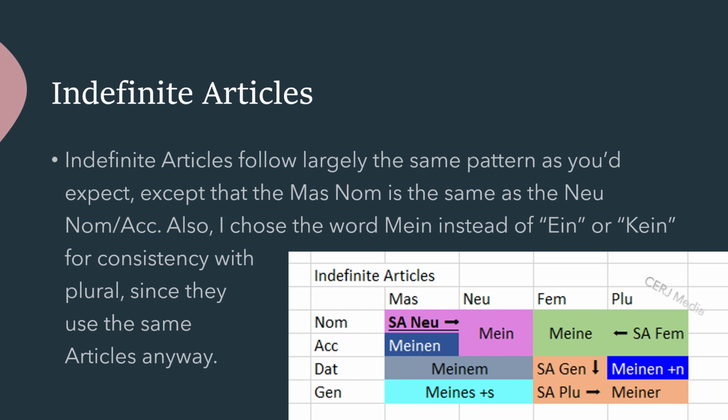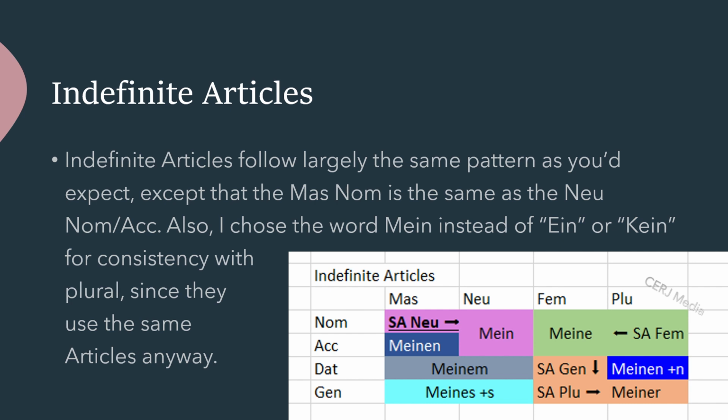Now, why did I choose mine instead of ein? Again, because of plural. Because you can't have a plural of a singular, which is ein, right? Ein literally means one. So you can't have a plural of a singular. In all those instances, you would have to say kein. So it'd be keine Schuhe.